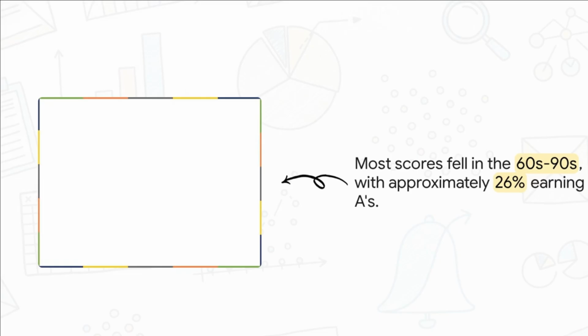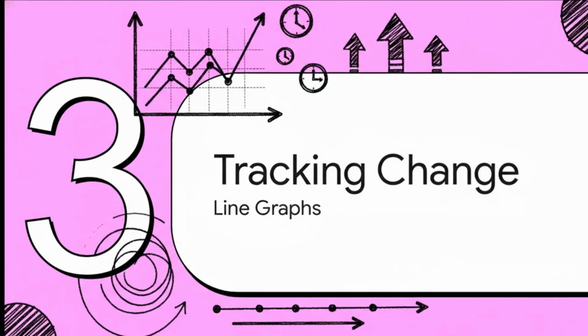You can see right away that most of the scores are bunched up in the 60s, 70s, 80s, and 90s. And hey, check out the top there. 8 out of 31 students scored a 90 or higher. That's about 26% of the class getting an A. Now that's an insight that was totally invisible before. Okay, so the stem and leaf plot, it's awesome for getting a snapshot.